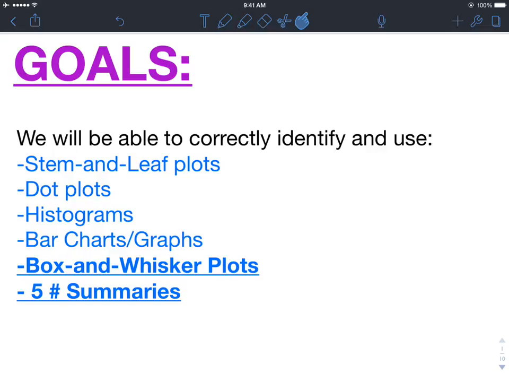By the end of this, we will be able to use and identify stem and leaf plots, dot plots, histograms, bar charts or graphs, and box and whisker plots, which are also called box plots.